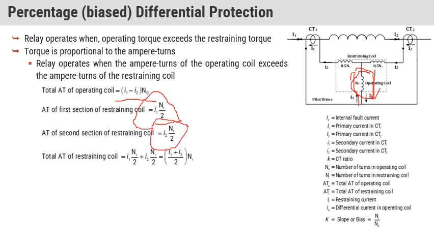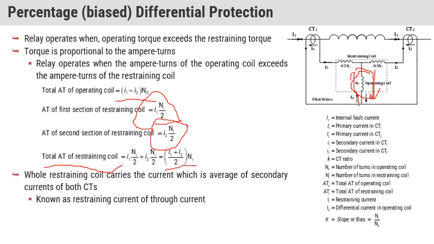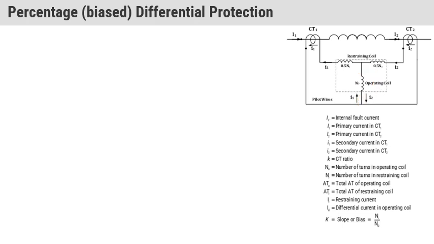Turns are divided into halves, so we add N by 2. Now the total AT of the restraining coil is I1 N1 by 2 plus I2 N2 by 2. We can combine and write it like this. The whole restraining coil carries a current which is the average of the secondary currents of both the CTs, known as the restraining current or through current. IR is equal to (I1 plus I2) by 2.